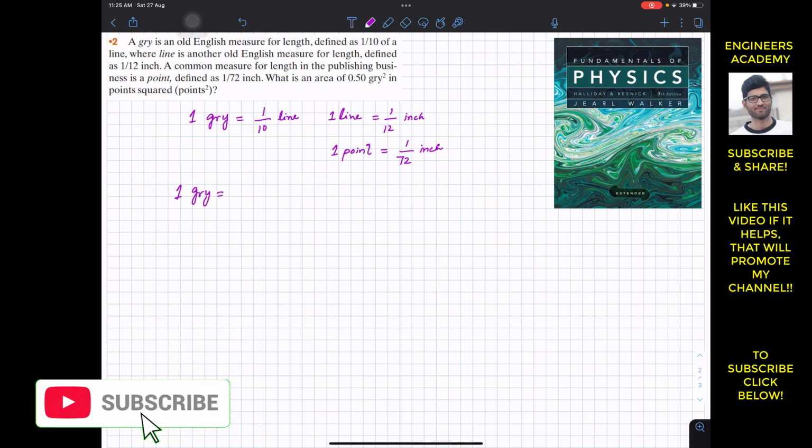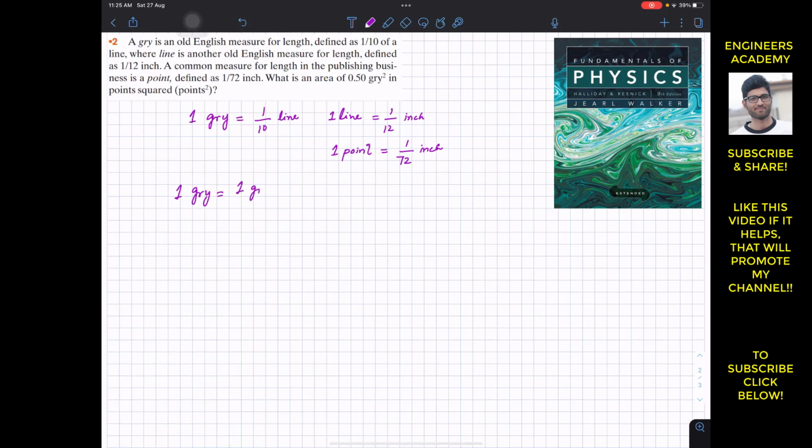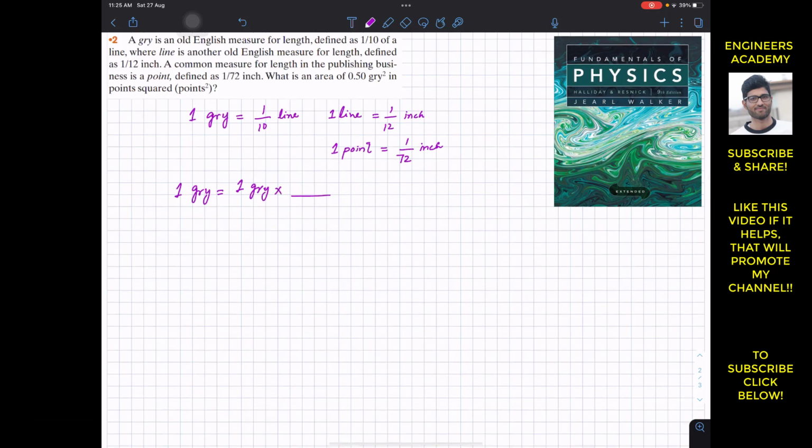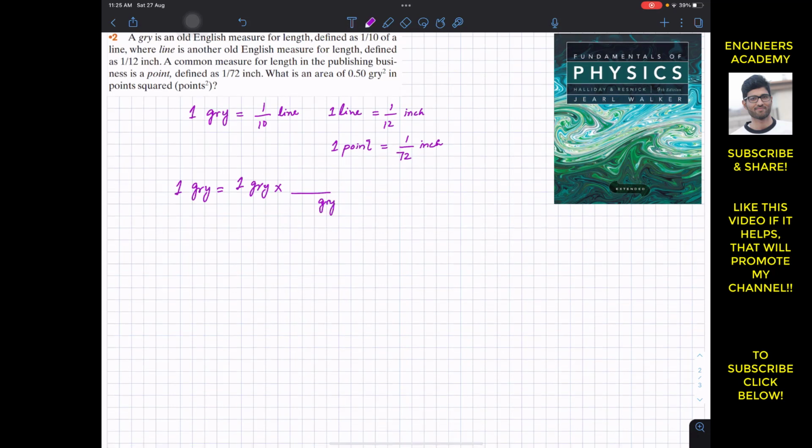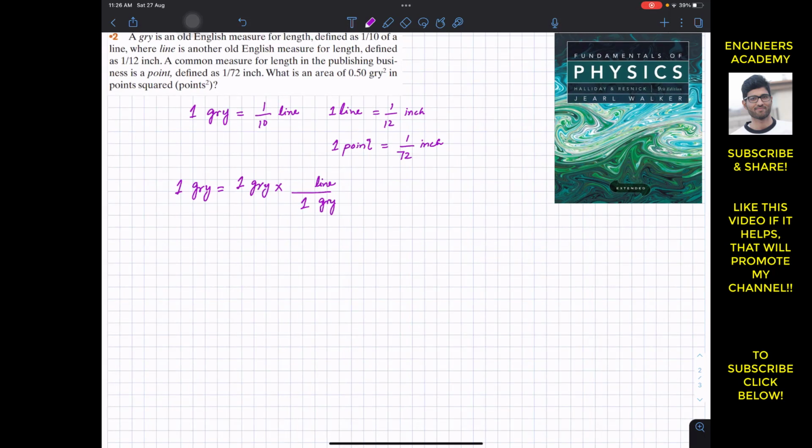So we can say that 1 gray. We want to cancel out this gray, so we need to write gray in the denominator of this fraction. So here we will have gray, and here we can write line. 1 gray is 1 divided by 10th of a line. So this is 1 divided by 10.